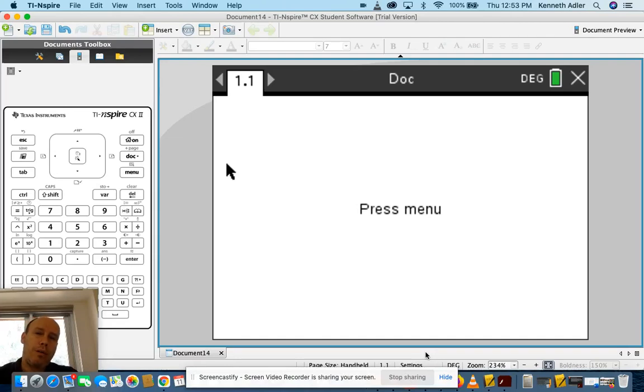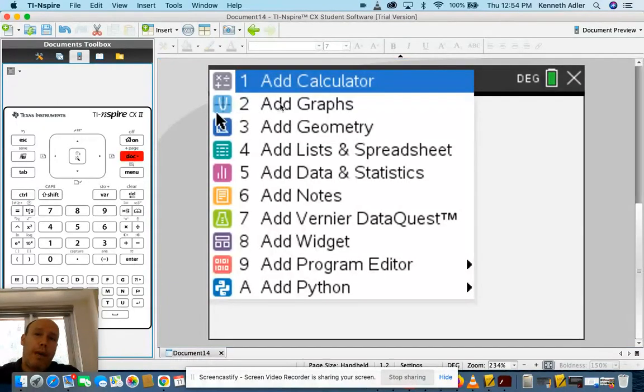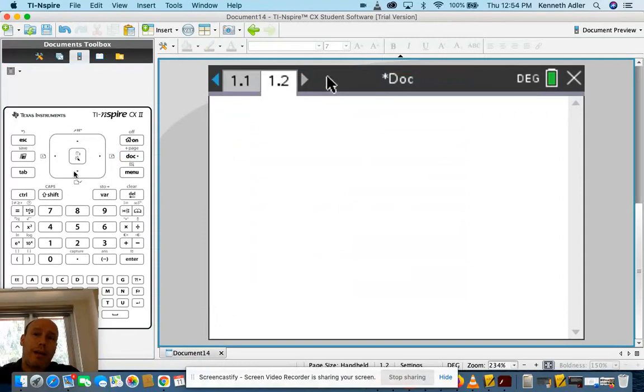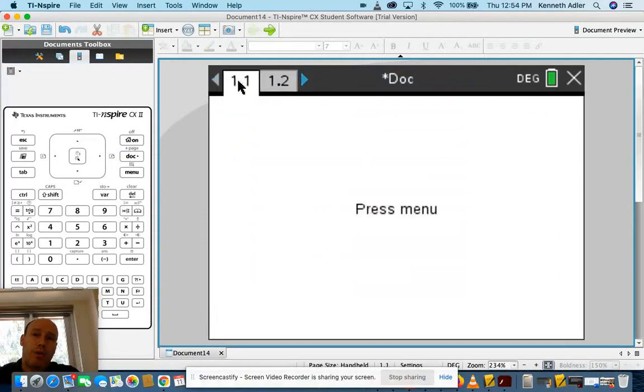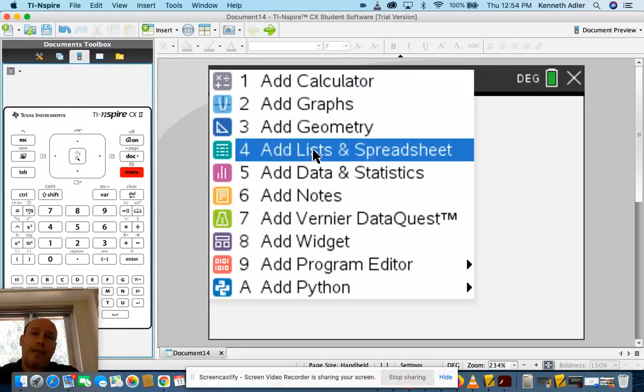Okay, so linear regressions, that's the new unit. And so let's just review what we've been doing for the last couple of years, which is simply, let's open a new doc. So control page, we're going to always add a calculator, but this time we're going to, control menu, we're going to add lists and spreadsheets.